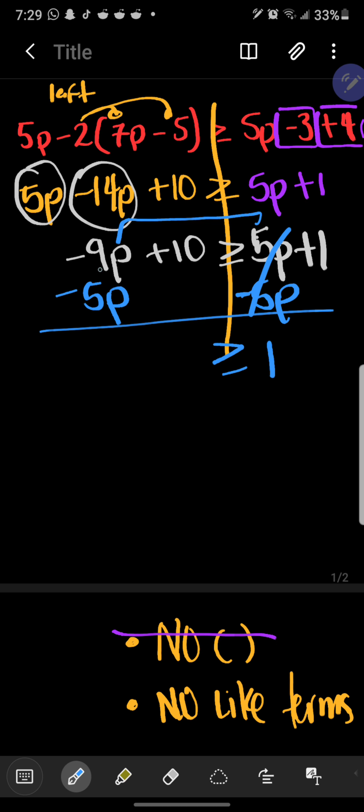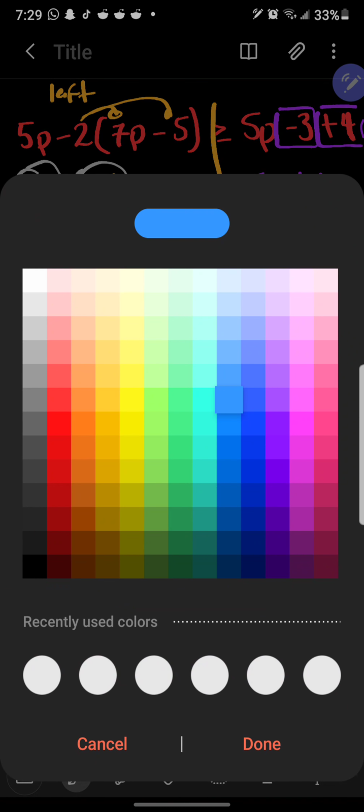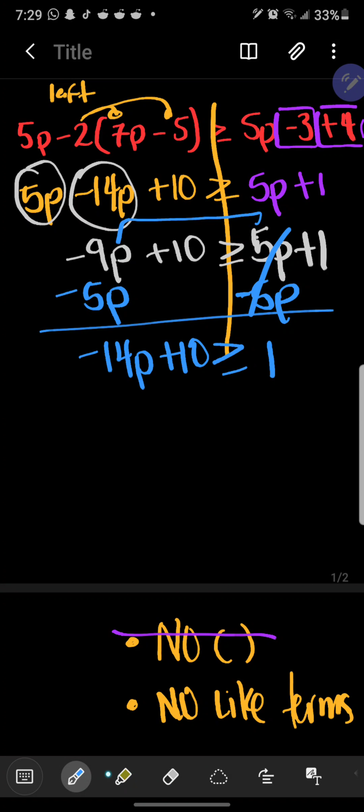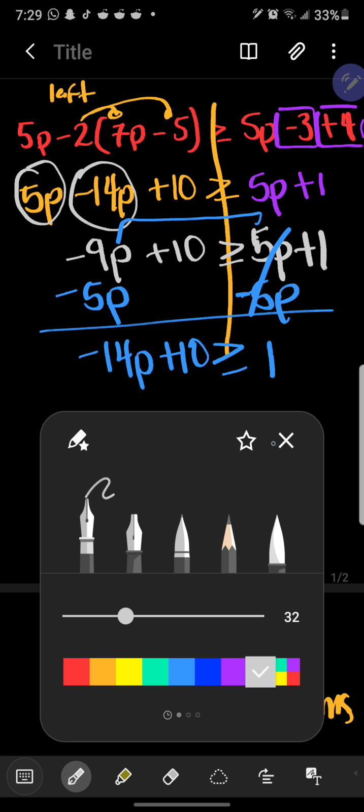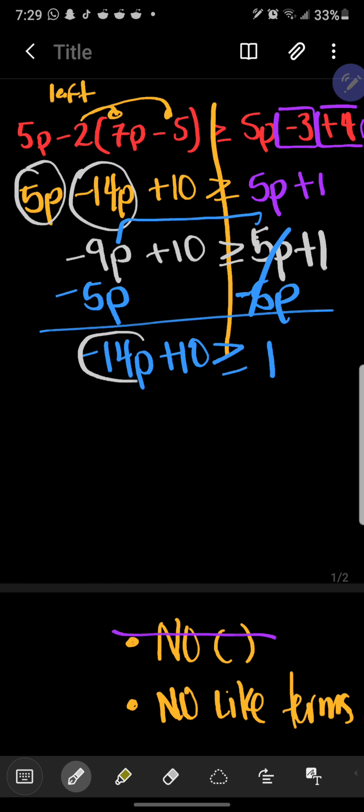Now on this side, I have -9 minus 5. That's -14p plus 10. Okay? And as you can see easily, we have the opposite and divide. So let's do the opposite and divide. And bubble the one that you're solving for.